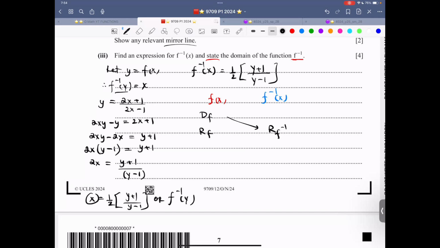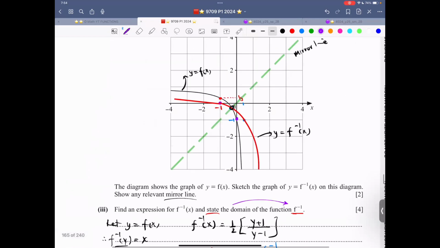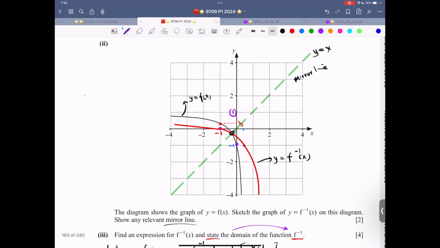And range of f is the same thing as domain of f inverse. Since they are asking for domain of f inverse, let me find range of f. In order to find range of f, I can see that it's getting close over here. We don't know what is going to happen later on, but I have a hint that this is like an asymptote. Now, how can I confirm this? I can confirm that y is equals to 1.